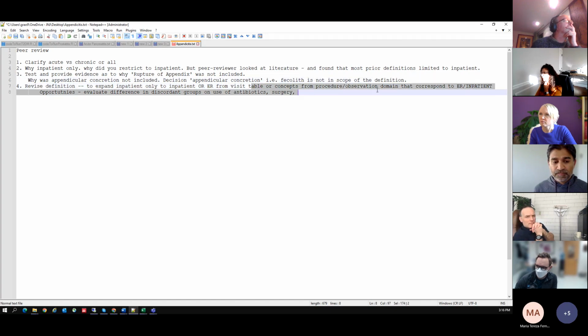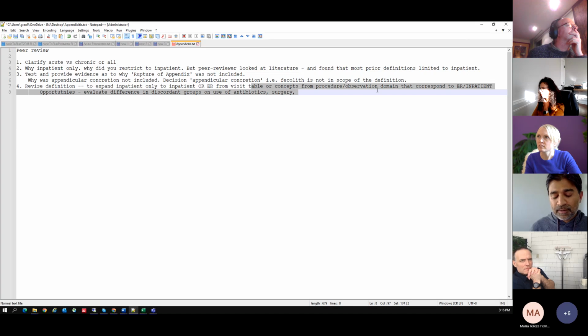Well, Gowtham, ER is in. Yes, ER is in this definition, but the peer reviewers are making the assertion that there are people in your data source who may actually be receiving care patterns consistent with inpatient or ER, but your rule is kicking them out. You're talking about the vocabulary thing, the visit thing, yeah.